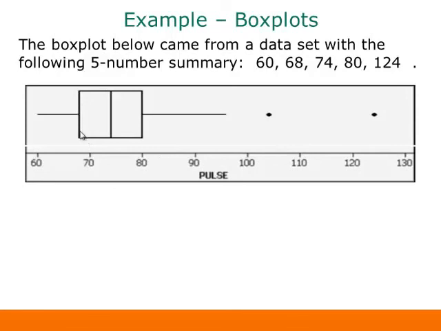This side is Q1, which is 68. This side is Q3, which is 80. And the line in the middle is the median, which is 74. Now the whiskers are these 2 lines that go out on either side.